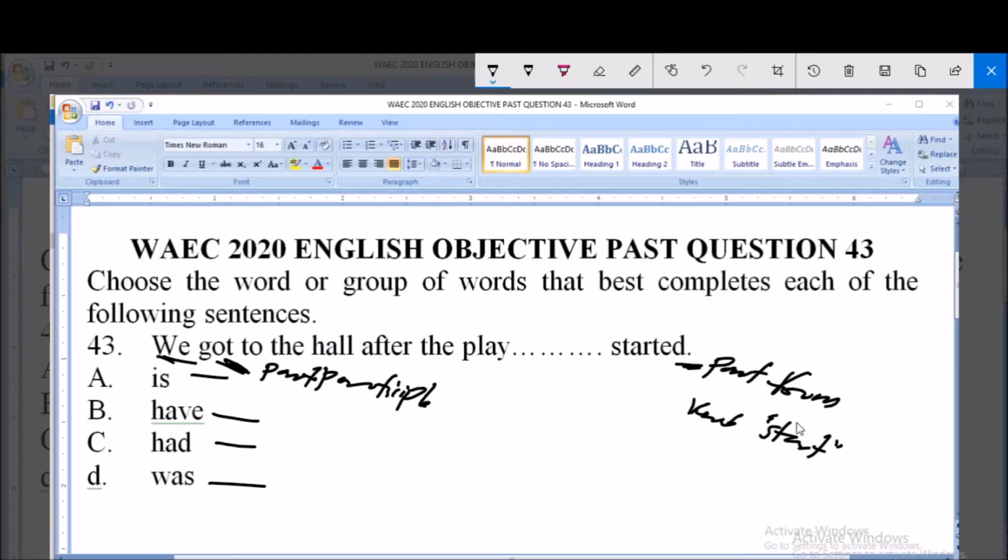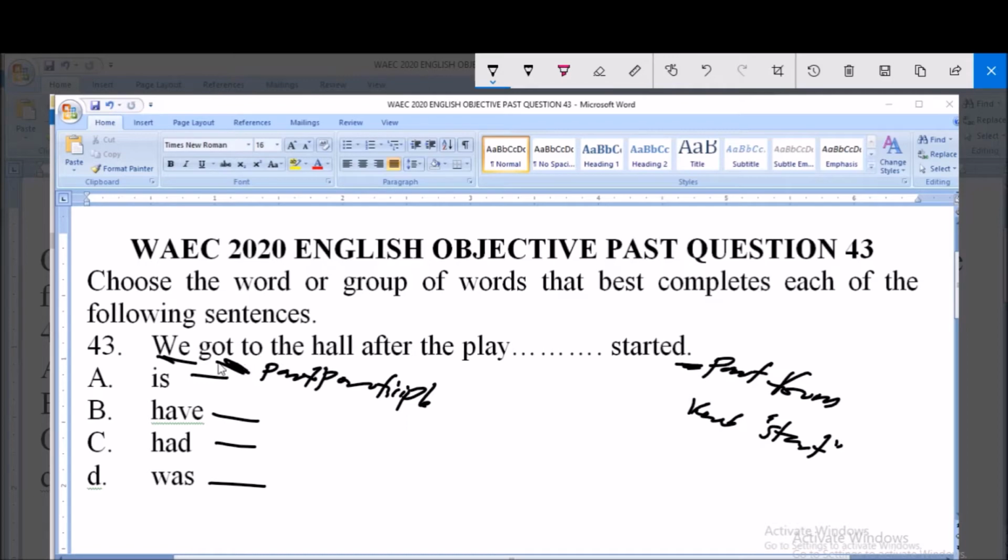So since we have the verb in past participle and the verb that ends the expression here is in past tense, then is cannot function as a finite verb in this expression. So we cannot have is. So we cannot say we got to the hall after the play is started.